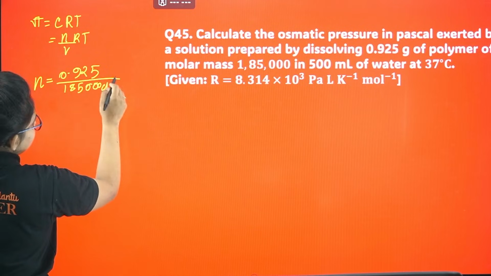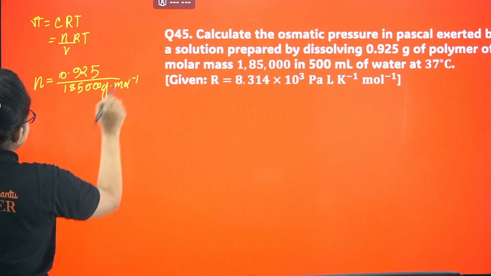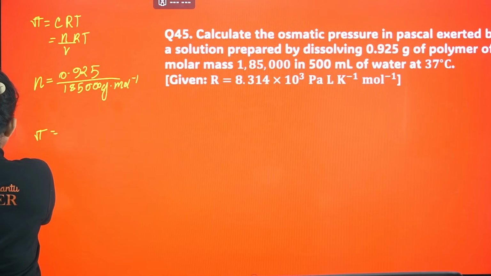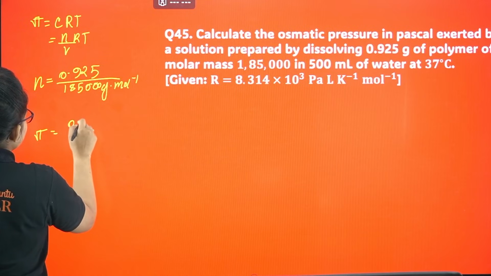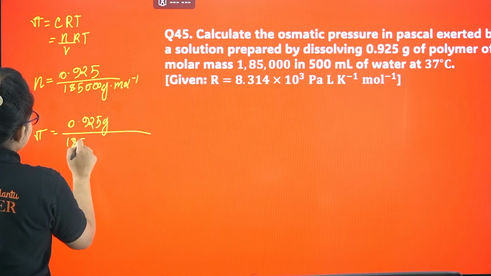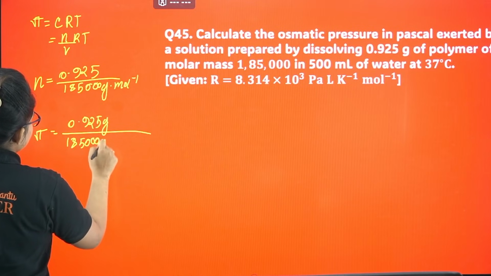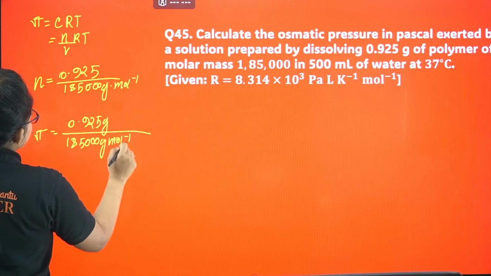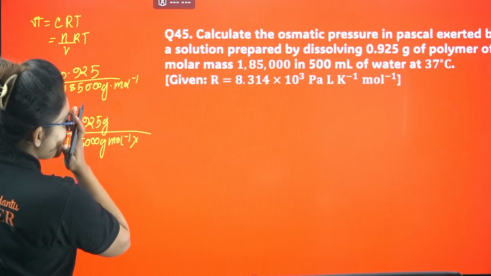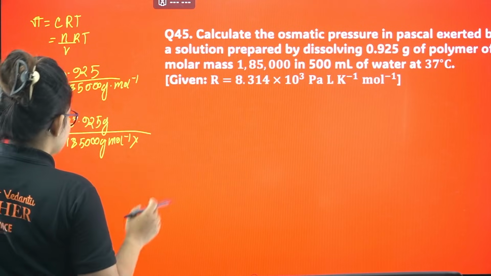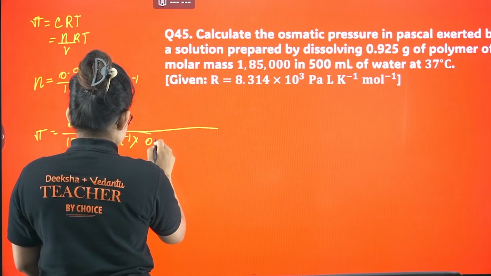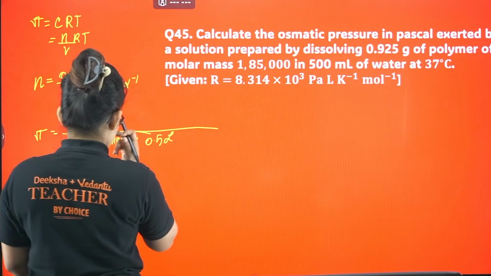Okay, one more zero is there, gram per mole. We will do the calculation later. Okay, so pi is going to be, let's write everything together: 0.925 gram divided by 18500 gram per mole, into how much volume is given, 500 ml. Let's convert it into liter. If you convert it into liter, it should be 0.5 liter, right? It should be 0.5 liter.